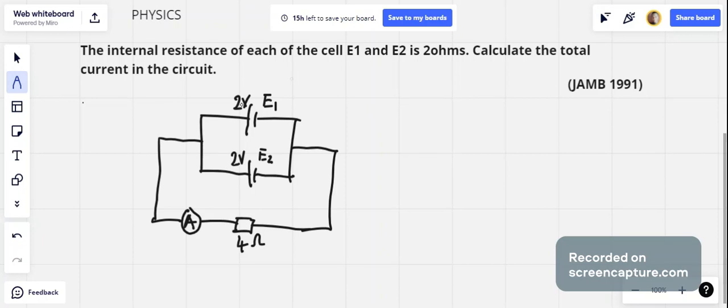So we have been told that the internal resistance of each of these cells E1 and E2 is 2 ohms each. That means here is 2 ohms and here is also 2 ohms. That's small letter r, internal small letter r1 and small letter r2. So now we have to calculate the total current in the circuit. That's the current read by this ammeter here. And we're having external resistance 4 ohms. So let's get on with it.